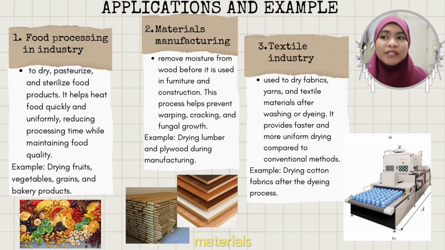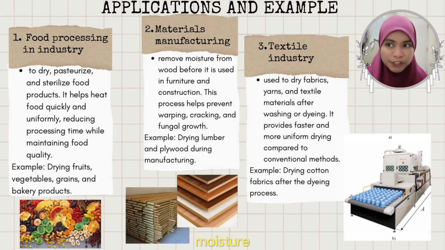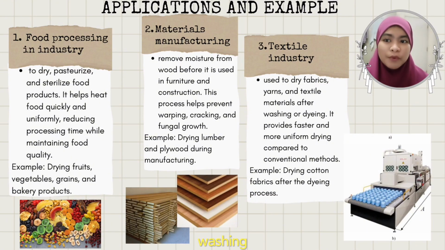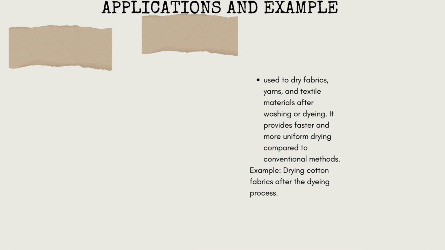Second, in materials manufacturing to remove moisture from wood before it's used in furniture and construction. This process helps prevent warping, cracking, and fungal growth. For example, drying lumber and plywood during manufacturing. Third, we use radio wave heating in the textile industry to dry fabrics, yarns, and textile materials after washing and dyeing. It provides faster and more uniform drying compared to conventional methods. For example, drying cotton fabric after the dyeing process.